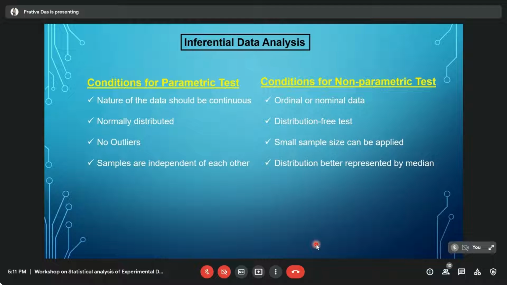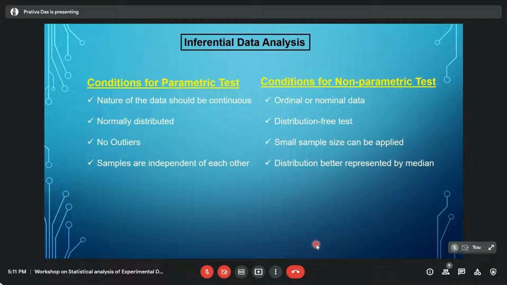Now, what is the condition for the non-parametric test? For the non-parametric test, the data should be ordinal or nominal. So it is not continuous; it is not quantifiable as such. Then it has to be distribution free. You cannot put it in any kind of distribution. And you can consider a much smaller sample size when you are running a non-parametric test compared to the parametric test. In the case of a non-parametric test, the data is better represented by the median, whereas in the case of the parametric test, it is majorly represented by the mean of your data.